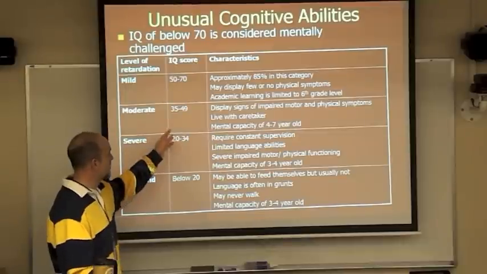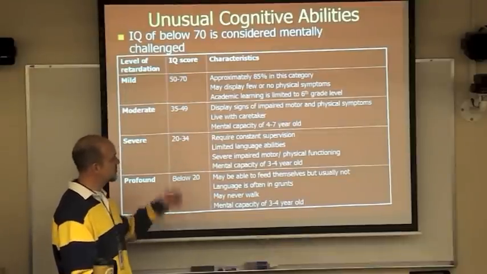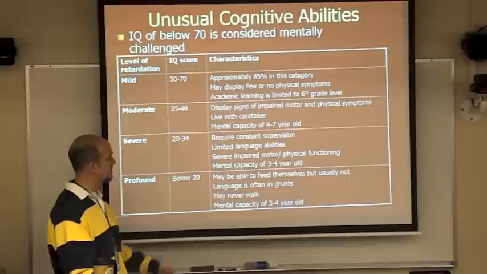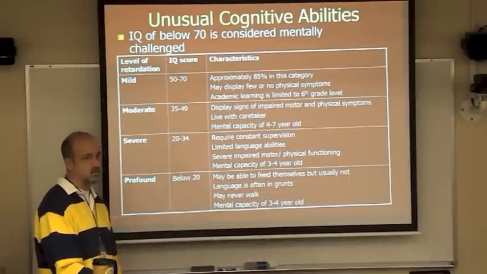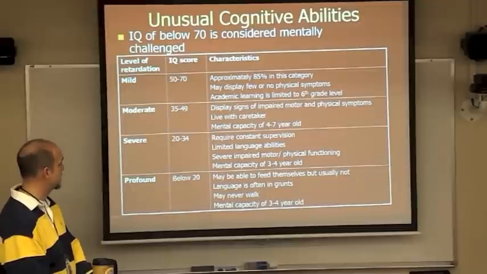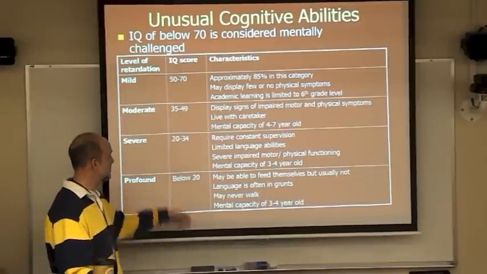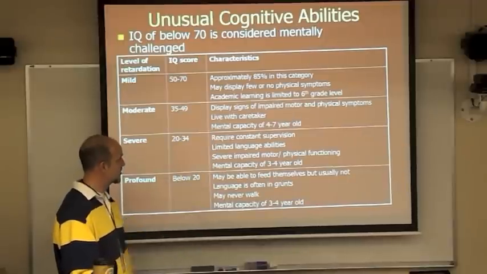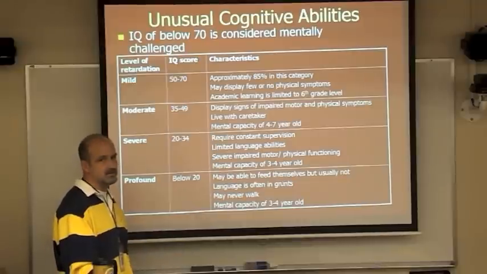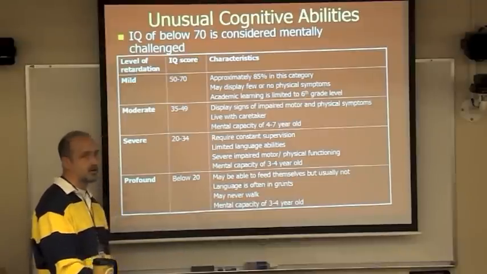Moderate is an IQ score of 35 to 49. And they do show signs of impaired motor and physical symptoms. They often have to live with a caretaker, and their mental capacity is between someone of 4 to 7 years of age. Severe is an IQ of 20 to 34: constant supervision, limited language abilities, severe impairment of motor and physical functioning, and they have the mental capacity of often a 3 to 4-year-old.